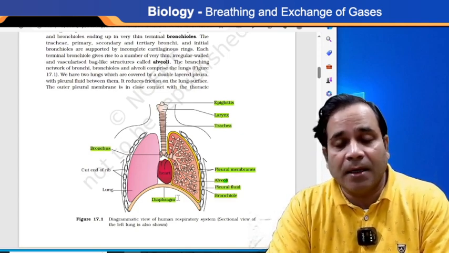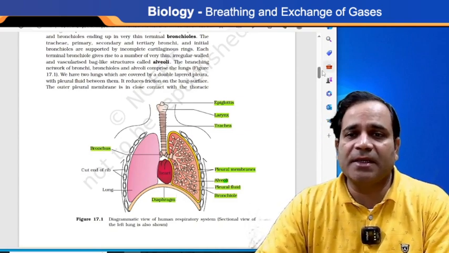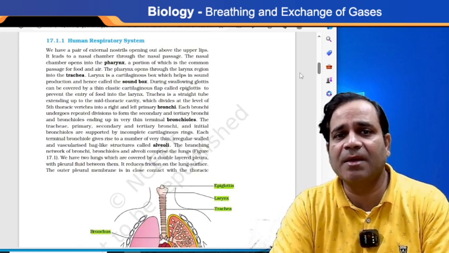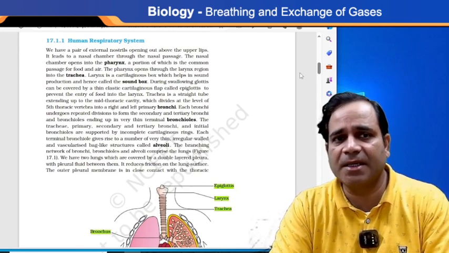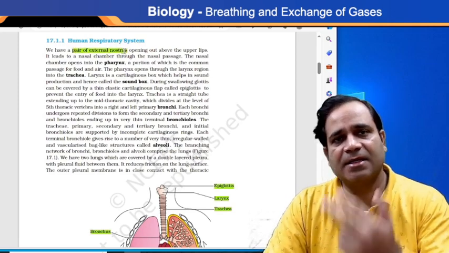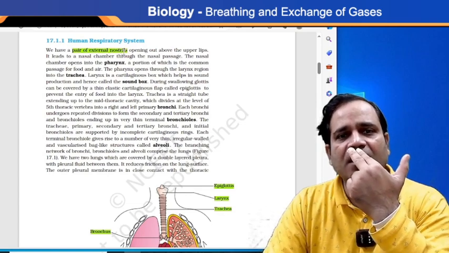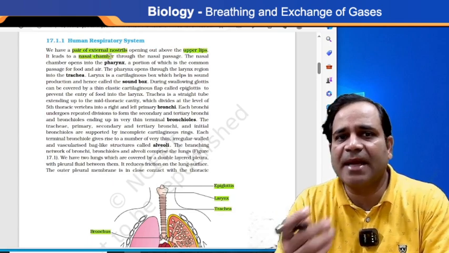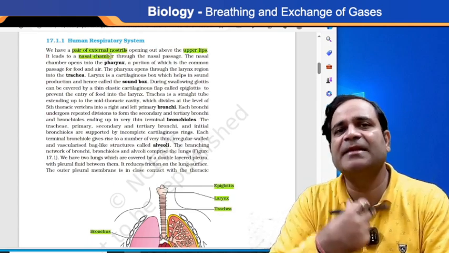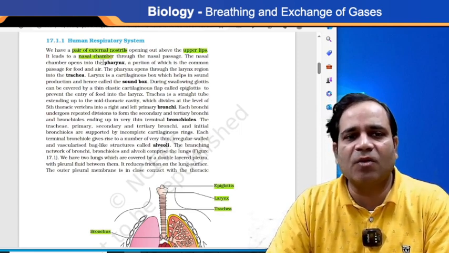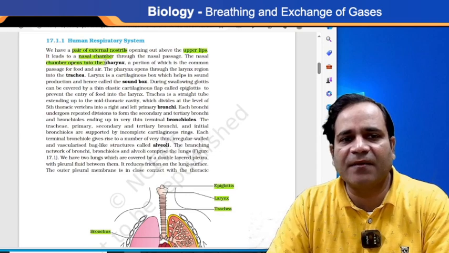Now, after knowing this, let's understand how the human respiratory system works. We all have a pair of external nostrils, opening out of the upper lips. They lead through a nasal passage to the nasal chamber. That nasal chamber opens into the pharynx.